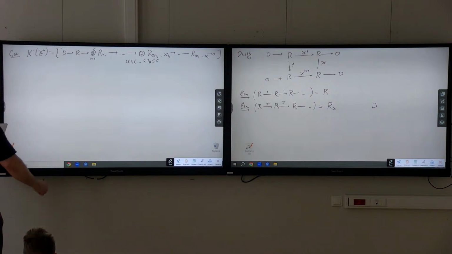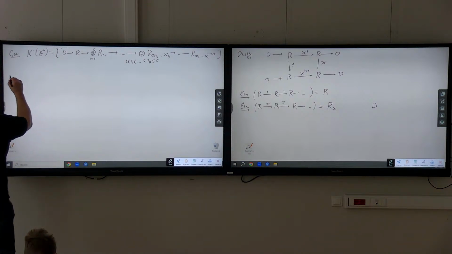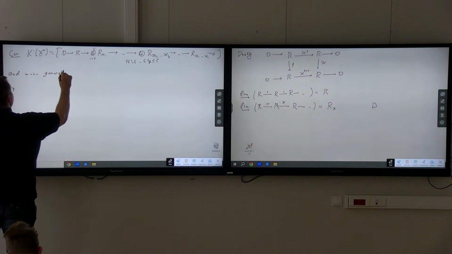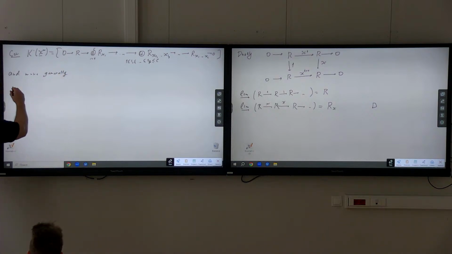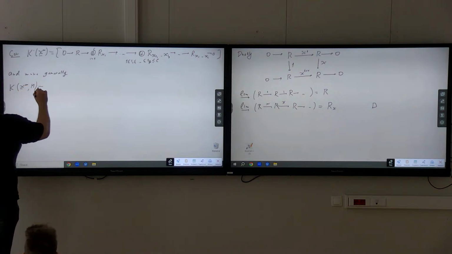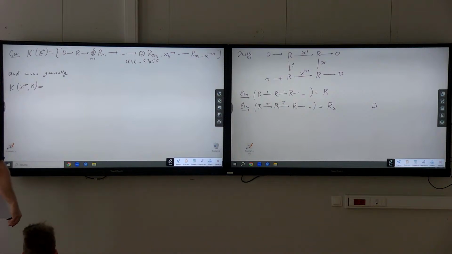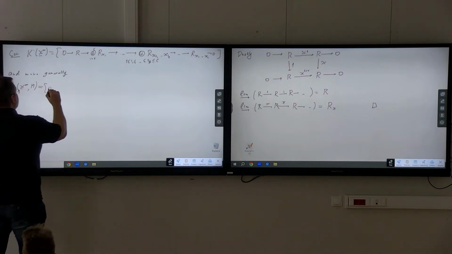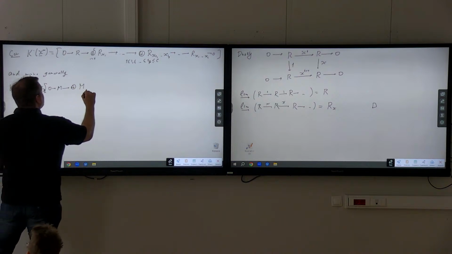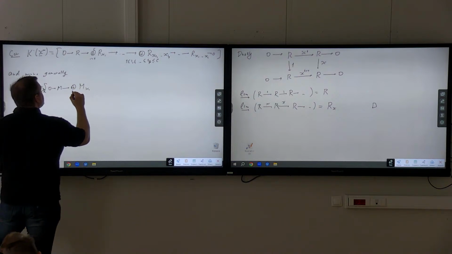Well, we can do this more generally. If we want to compute the stabilized Koszul complex with coefficients in the module M, we can just take this Koszul complex and take its tensor product with M. So we get 0, M. The only thing I need to do is just replace R with M.